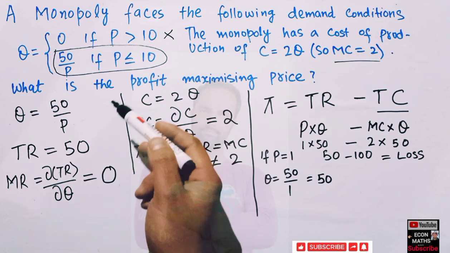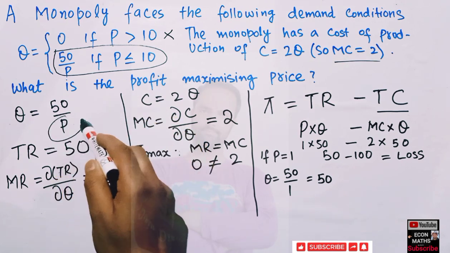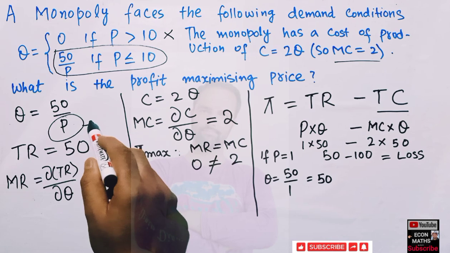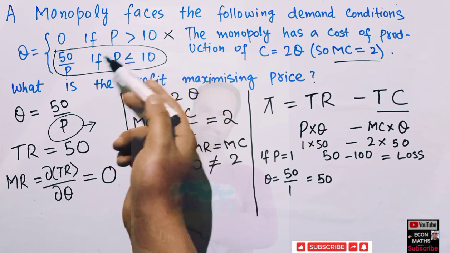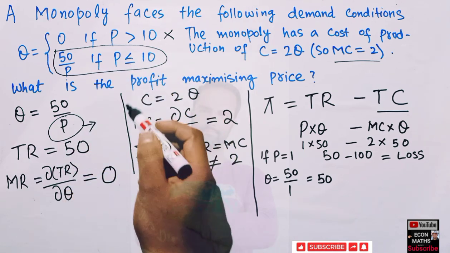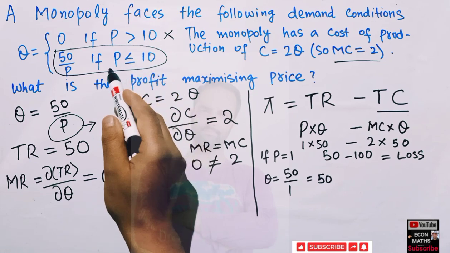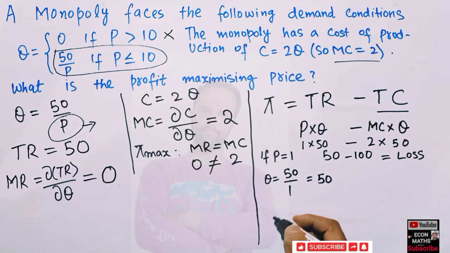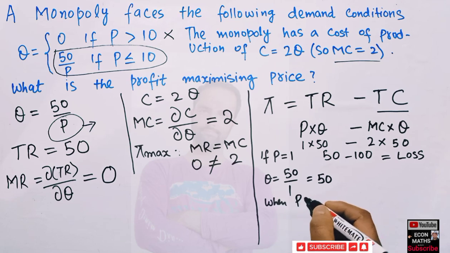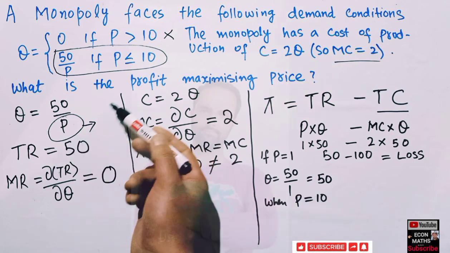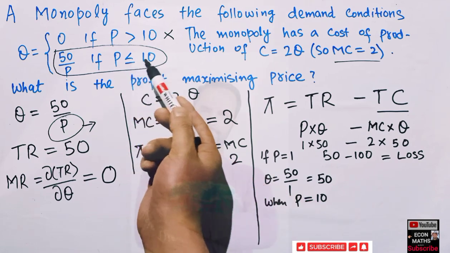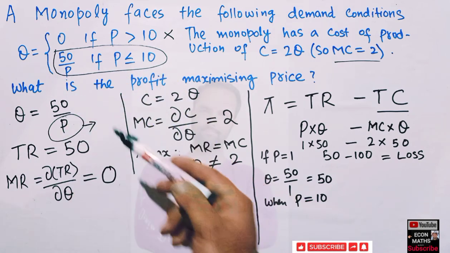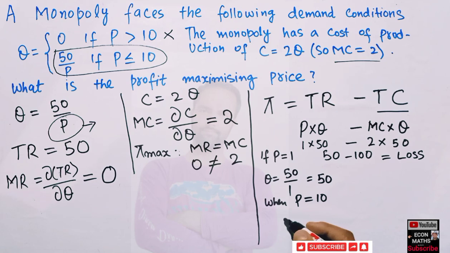So if we give P a value which is within our limits, that means if P is less or equal to 10, let us say when P is equal to 10, this condition is satisfied, so we are not going out of this constraint. Then what is the quantity demanded?